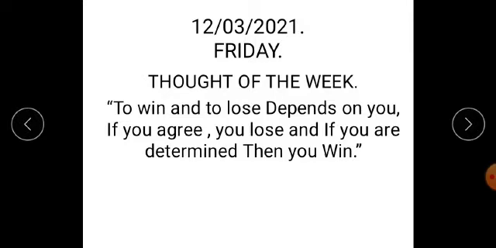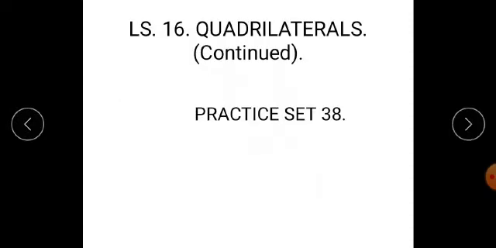Then we have seen what polygons are. Triangles, quadrilaterals, pentagons, and other closed figures with more than 5 sides are all called polygons. Then we have done practice set 37 and again the application part. Let's start with practice set 38.